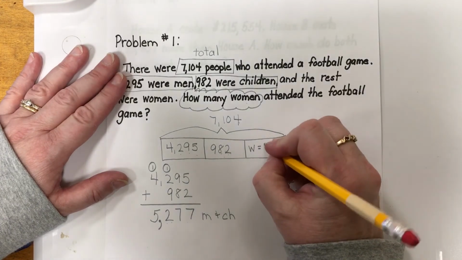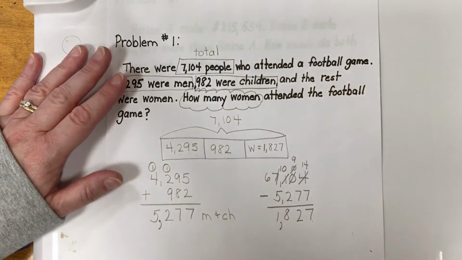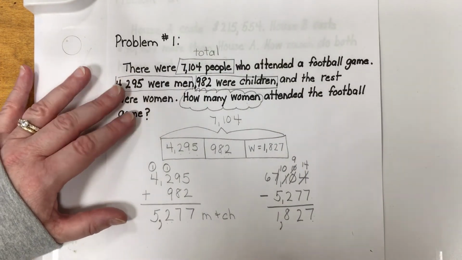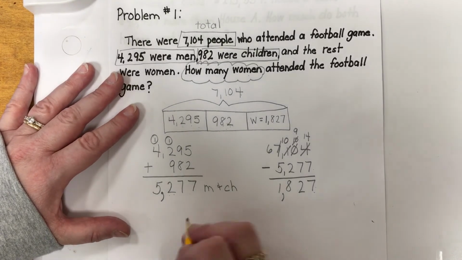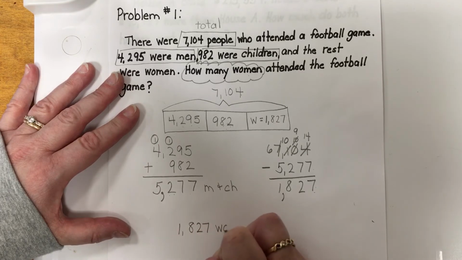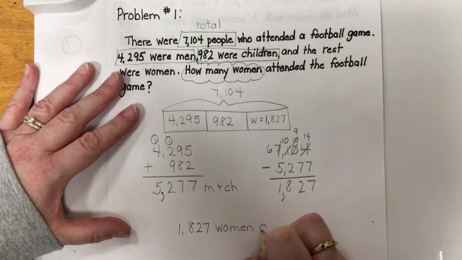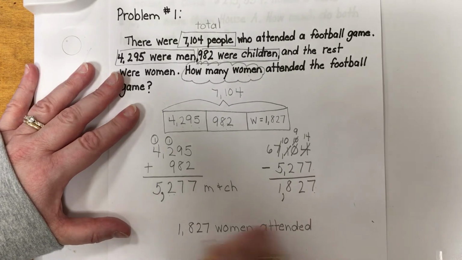So W equals 1,827. Since it's a word problem, we're going to write our answer in a sentence. We're going to say 1,827 women attended the game.